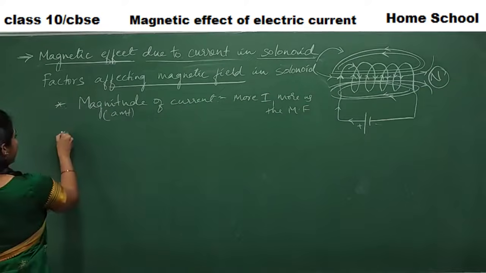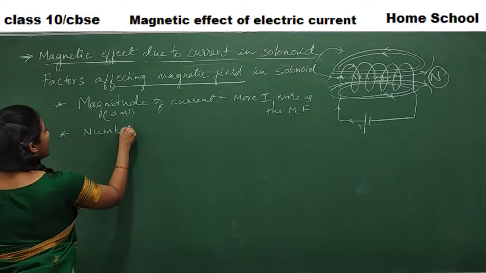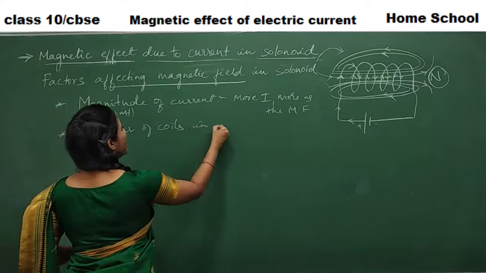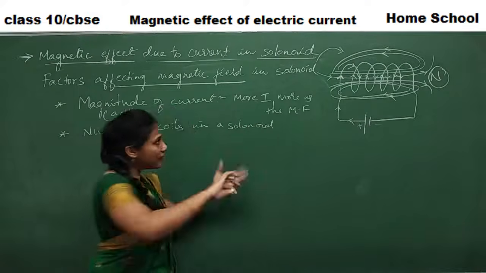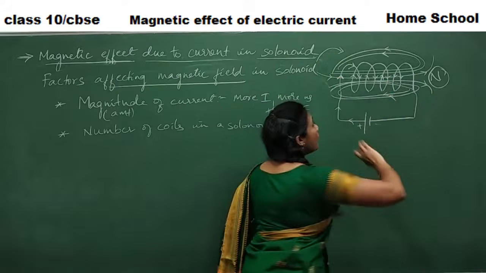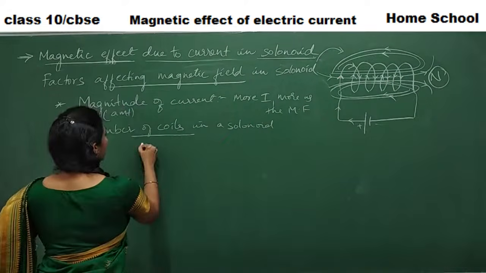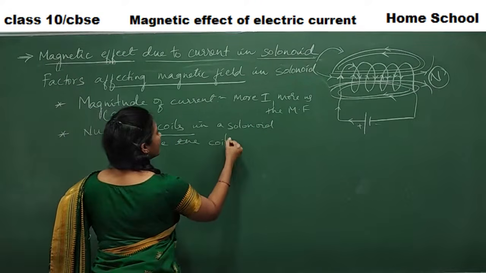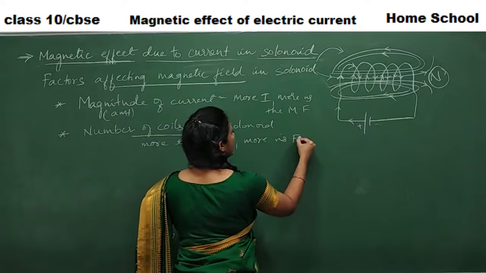So the next factor is the number of coils. This is very important, guys. Number of coils in a solenoid. More the coils, more the circular turnings, more will be the magnetic effect generated, right? So what I would write here is more the coils, more is the magnetic effect.